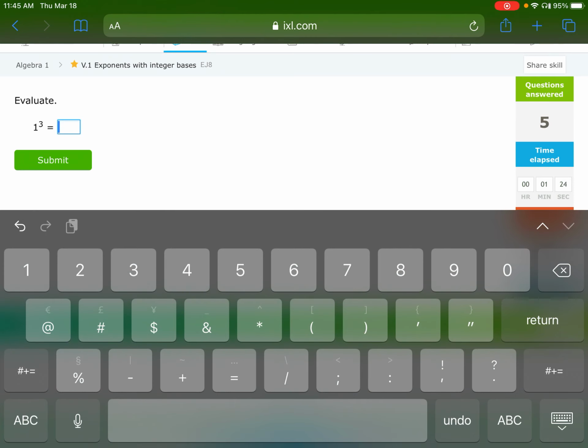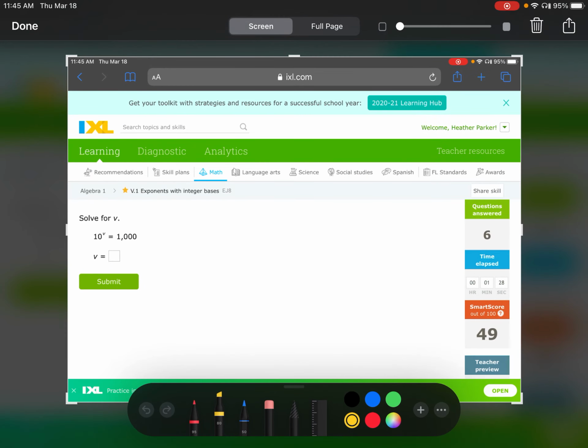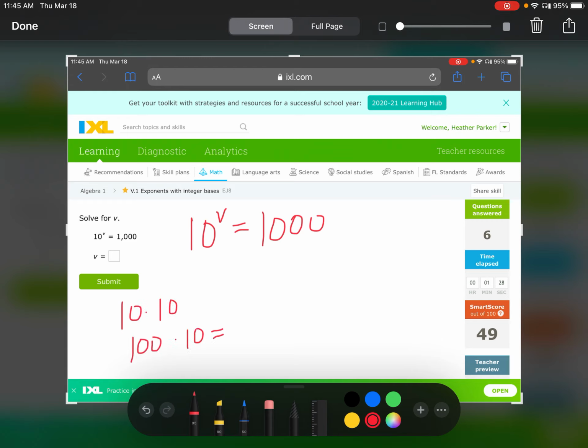1 to the third means 1 times 1 times 1, which is 1. Another one where we're looking for that exponent. So I am going to do 10 to the v equals 1,000. And I'm just going to go 10 times 10, well, that's 100, times 10 would be 1,000. So that's 1, 2, 3. So 10 to the third equals 1,000. So v equals 3. So I'm going to put a 3 right there.